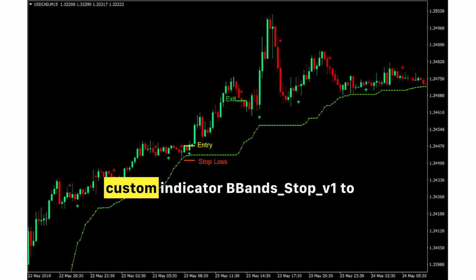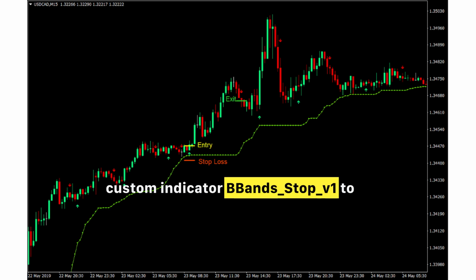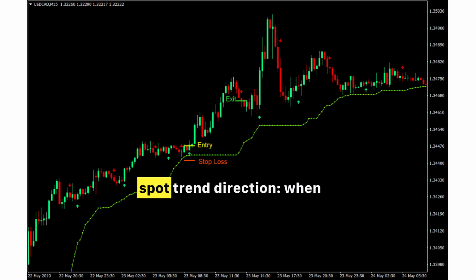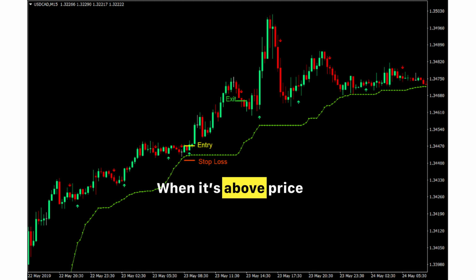First, we use the custom indicator BBands Stop V1 to spot trend direction. When the line is below price and colored chartreuse, trend is bullish. When it's above price and orange, trend is bearish.